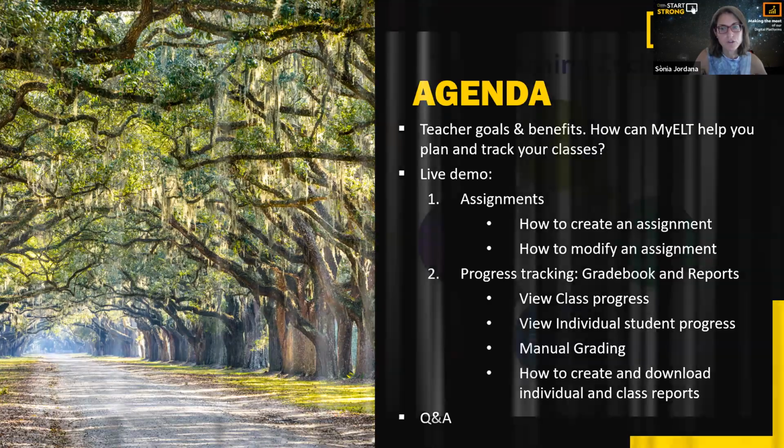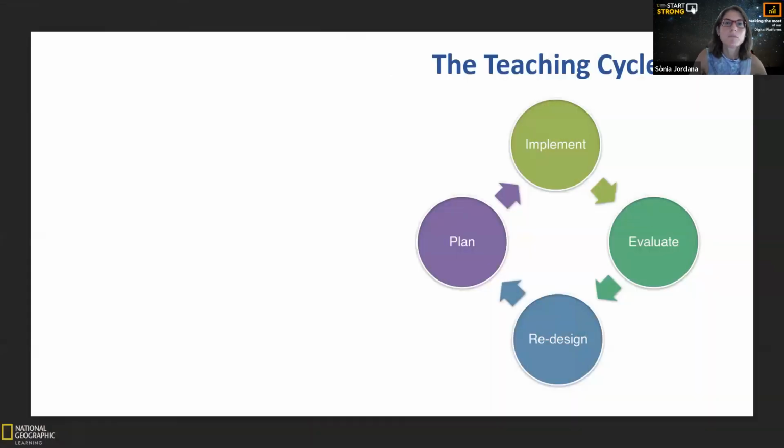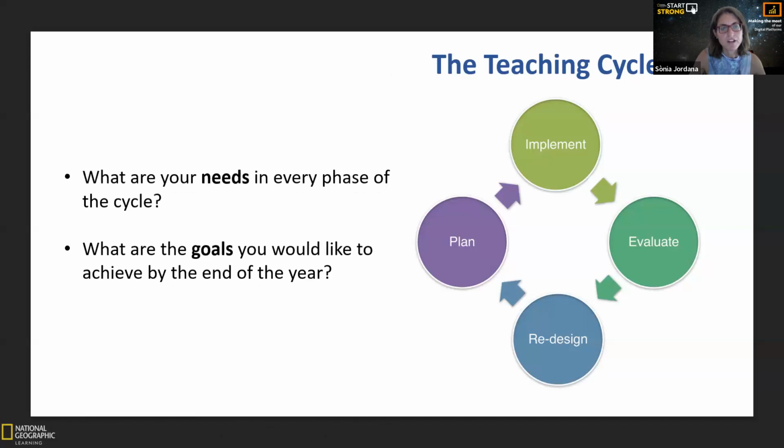So the first thing I want to talk about is the most common needs teachers have during the teaching cycle. And probably you will recognize this as some of the usual stages in the process. As you plan your classes, when you implement and conduct your lessons, and also when you evaluate what you have done during the course and start redesigning it with a view to the following academic year. So I have a couple of questions for you, and feel free to type in the chat box if you have any ideas to share. What are your needs in every phase of this cycle? What are the goals you would like to achieve by the end of the year?